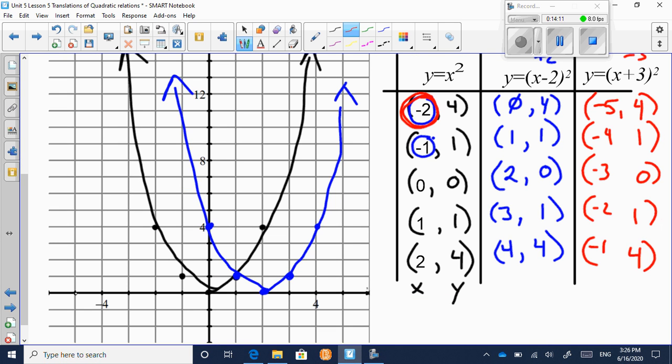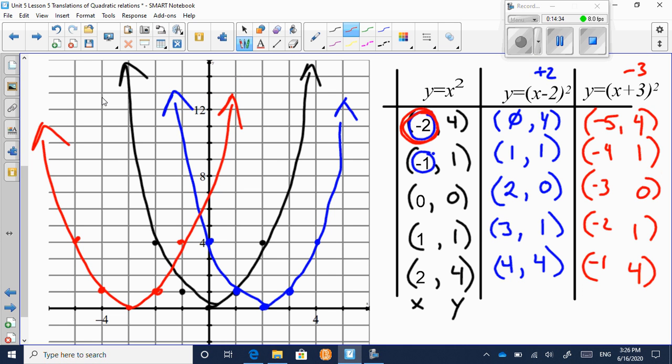So -5, 4 is right there. -4 is 1. -3 is 0, -2 is 1, and -1 is 4. So look at this. We've moved this parabola to the left. That's it. So again, it's a +3, so you move it 3 to the left.